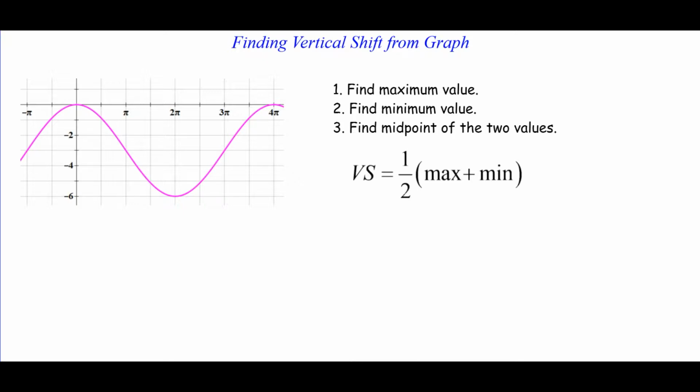If you can identify your maximum and minimum, you can get your vertical shift. So on this graph here, the maximum is 0, our minimum is -6, and so then my vertical shift is just 1/2 the maximum plus the minimum. So my vertical shift is at -3. Remember, your amplitude formula is 1/2 max minus min, so it's very similar to that. You're just subtracting for the amplitude and adding for the vertical shift.